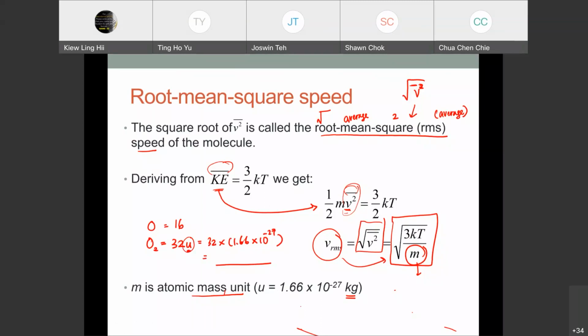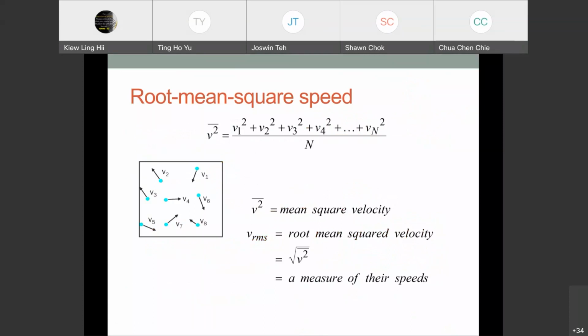So this root mean square speed is actually, like what I said before, the average speed of the molecules here. Because every molecule is moving at a different speed. We have V1 until V8. So in order for us to do the calculation, we take the average values. Okay, so that's all about part 1.